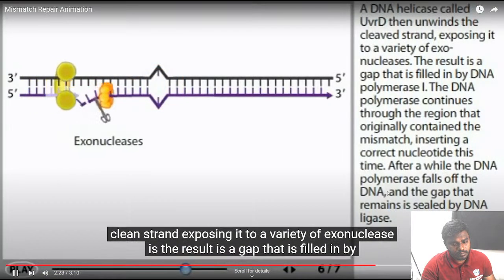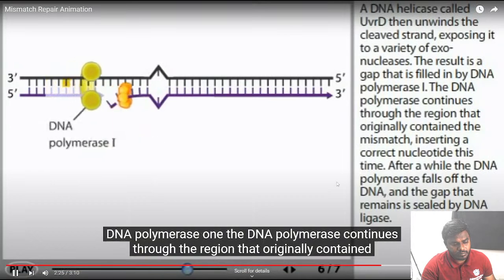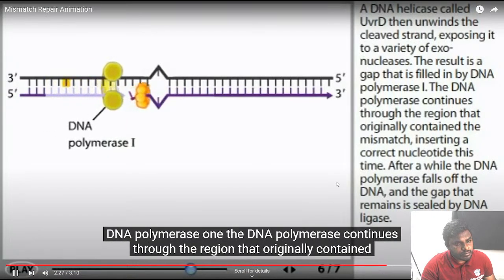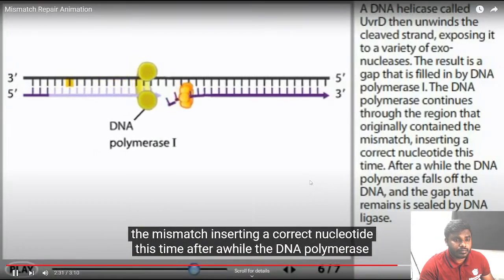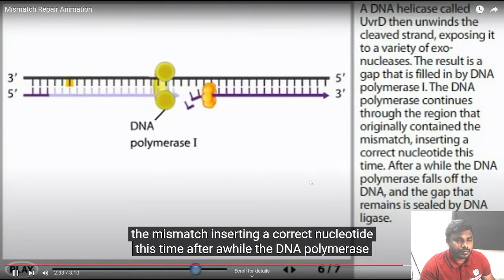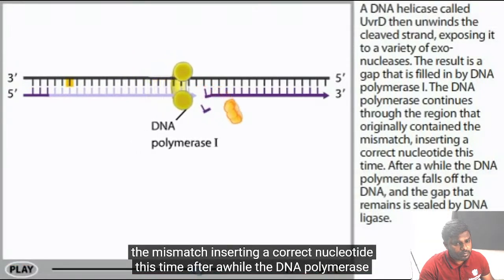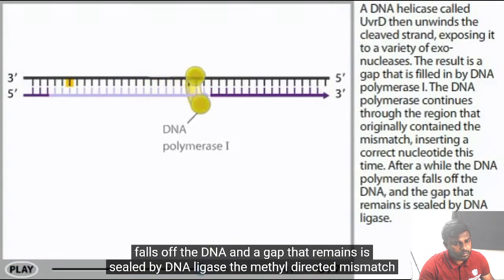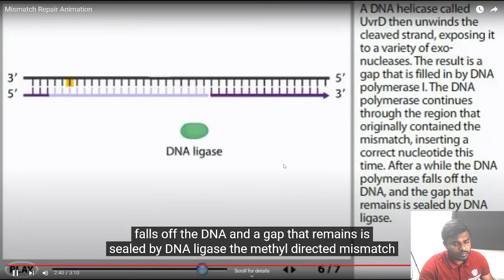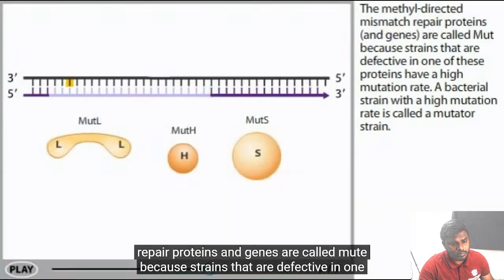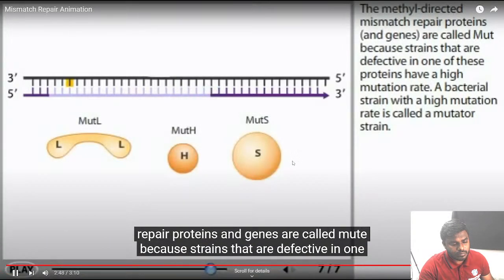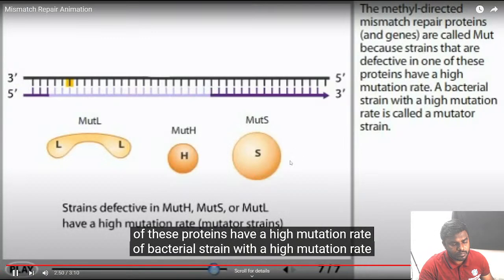The result is a gap that is filled in by DNA polymerase I. The DNA polymerase continues through the region that originally contained the mismatch, inserting a correct nucleotide this time. After a while, the DNA polymerase falls off the DNA, and the gap that remains is sealed by DNA ligase. The methyl-directed mismatch repair proteins and genes are called mut because strains that are defective in one of these proteins have a high mutation rate.